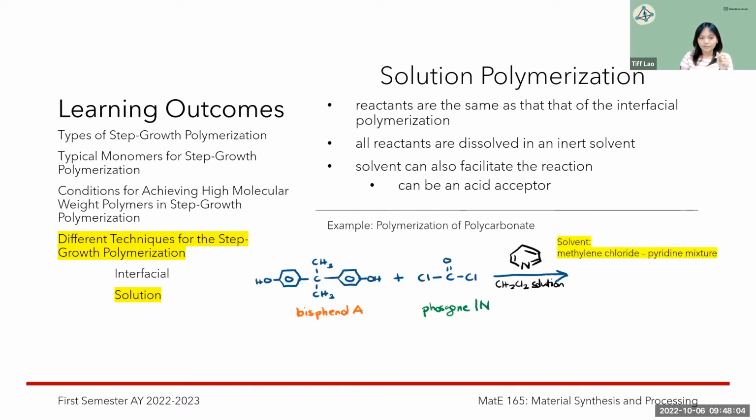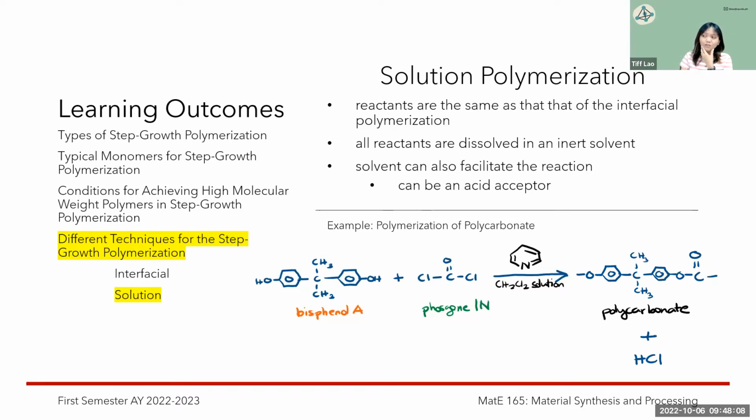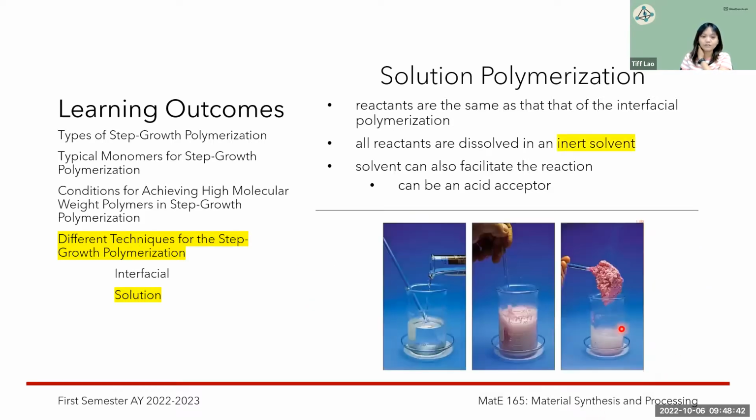The reason we need a solvent that is an acid receptor is this. Example: formation of polycarbonate. When you form polycarbonate, an acid is released. Your solvent, which is this, pyridine with CH2Cl2 solution, is actually an acid acceptor because of the pyridine. Since it is an HCl scavenger, it takes the HCl so that what you make is pure polycarbonate. It removed the byproducts. Okay, did you get the reason why a solvent that is an acid acceptor is needed for solution polymerization?